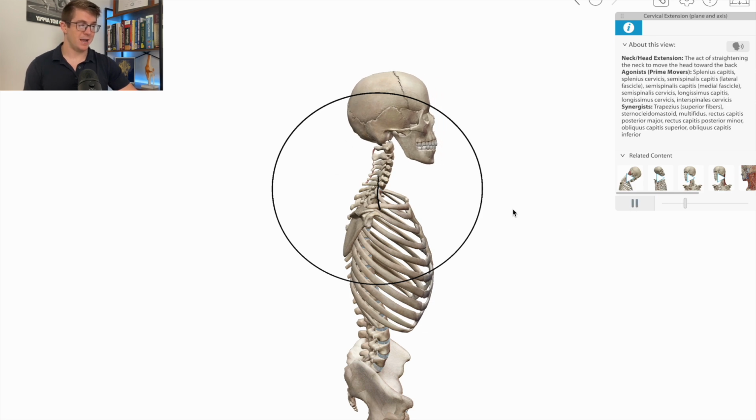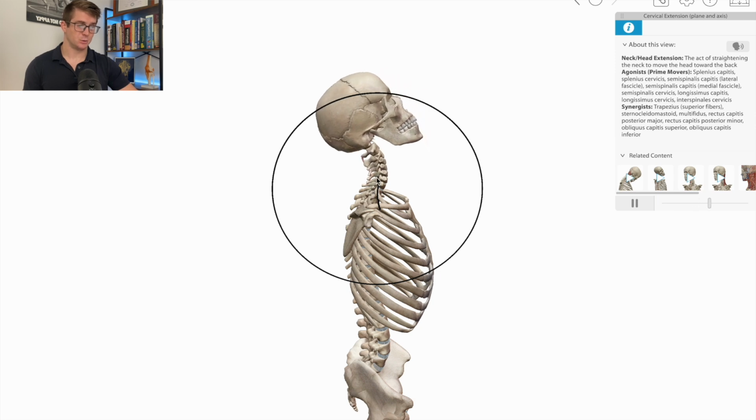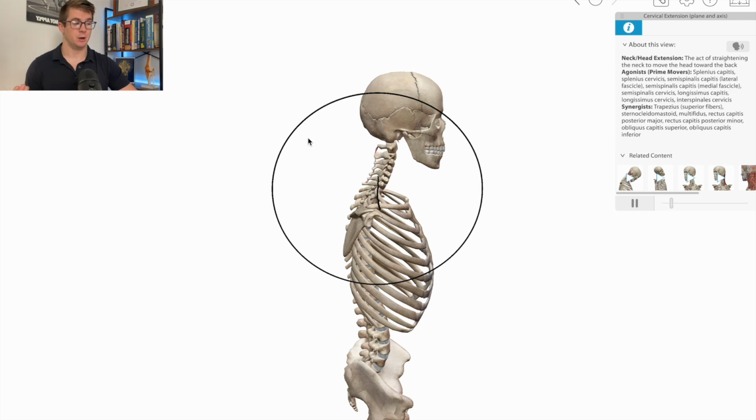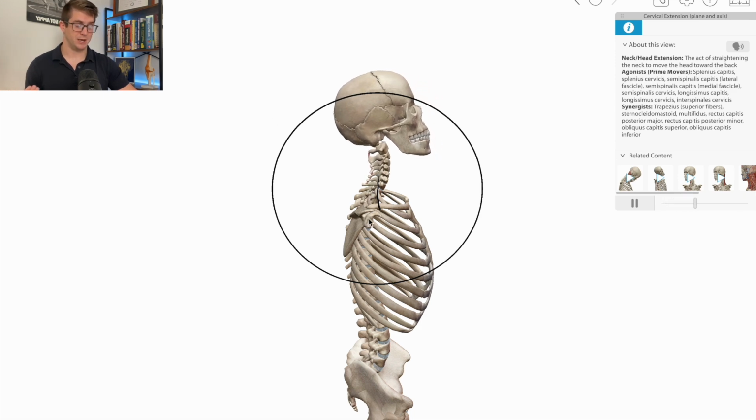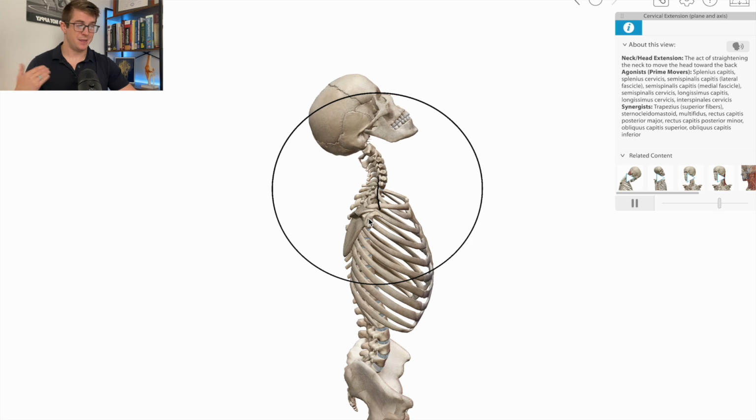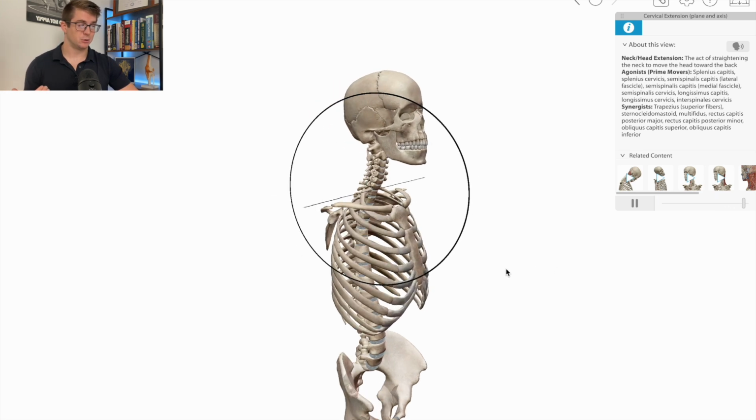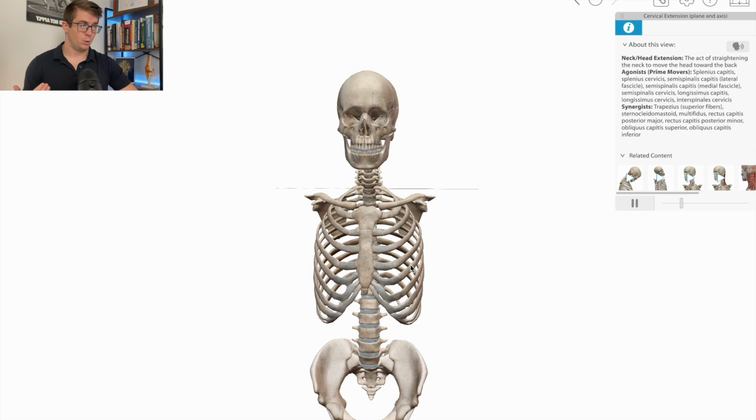Let's watch it in action, and we can see it's happening about the cervical spine, but the head is moving backwards as if you're looking up to the sky without moving your shoulders or bending the rest of your spine. That's cervical extension. All right, so let's identify what's happening with cervical extension.